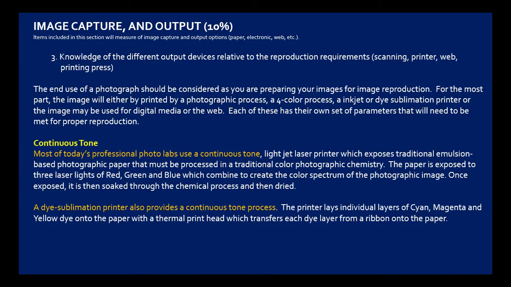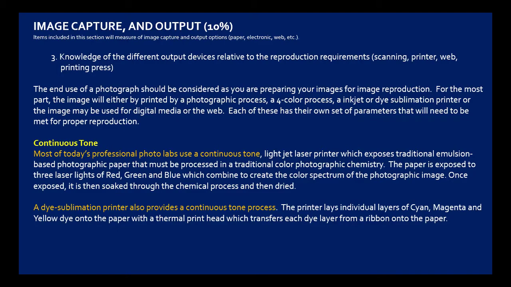Most of today's professional photo labs use a continuous tone process. A light jet laser printer exposes traditional emulsion-based photographic papers that must be processed in traditional photographic color chemistry. The paper is exposed to 3 laser lights of red, green, and blue, which combine to create the color spectrum of the photographic image. Once exposed, it is then soaked through the chemical process and then dried.